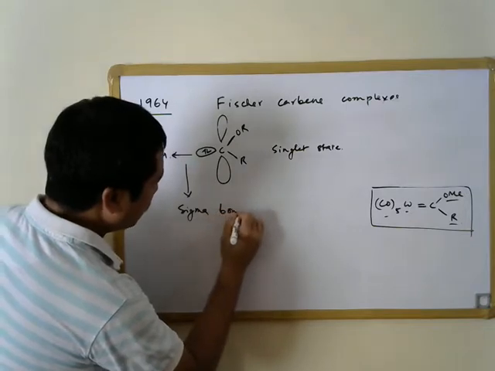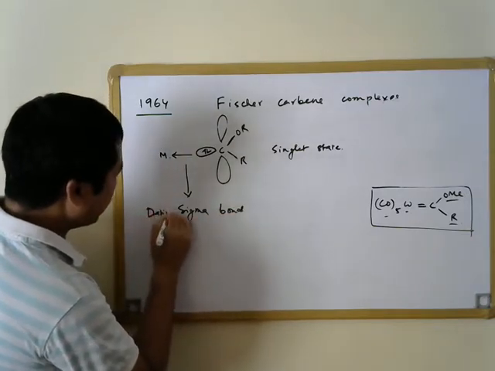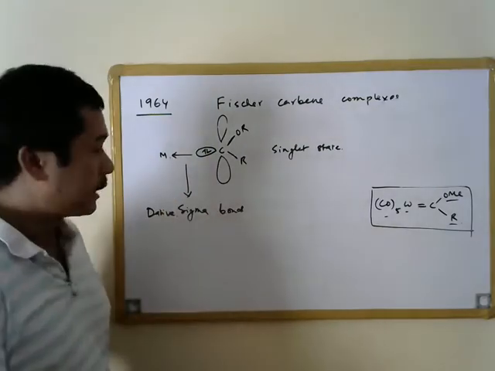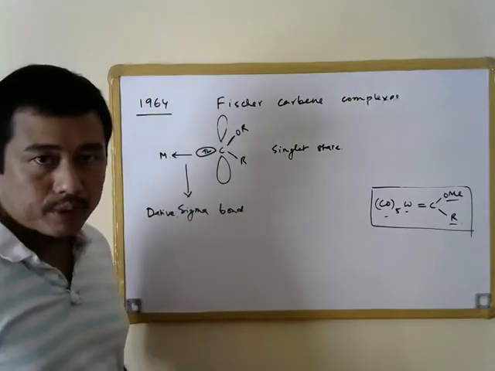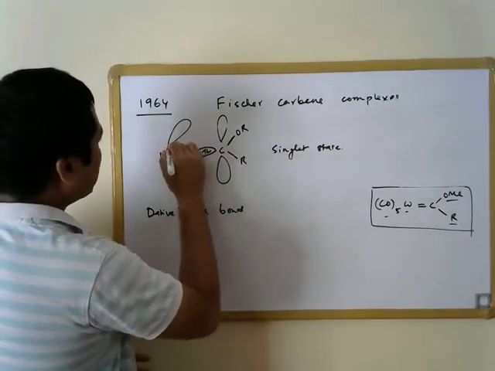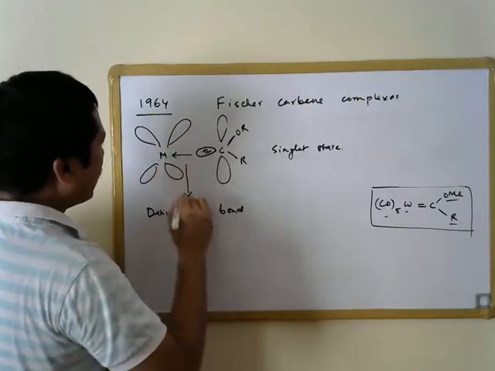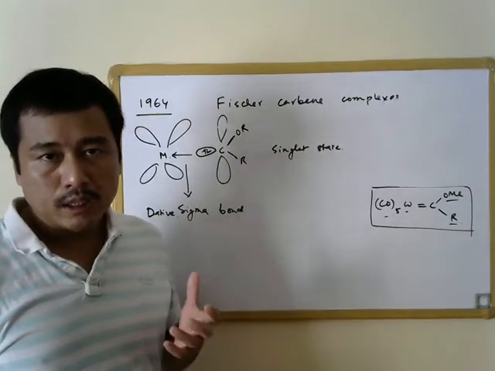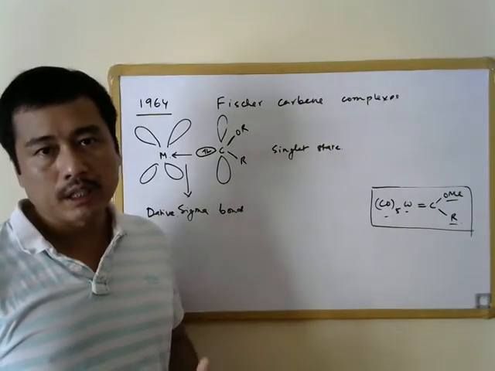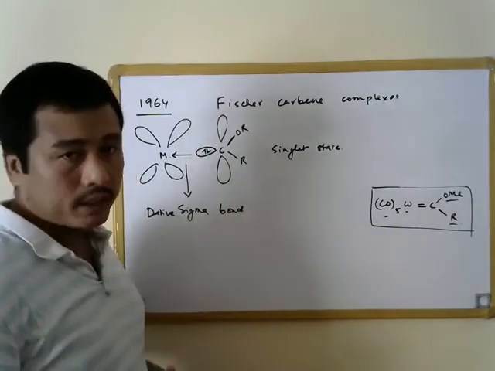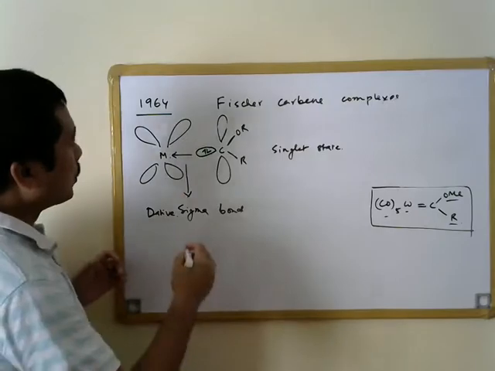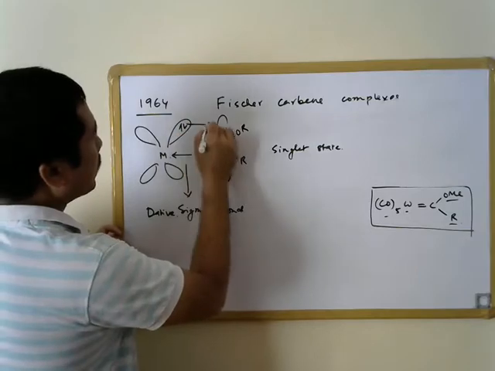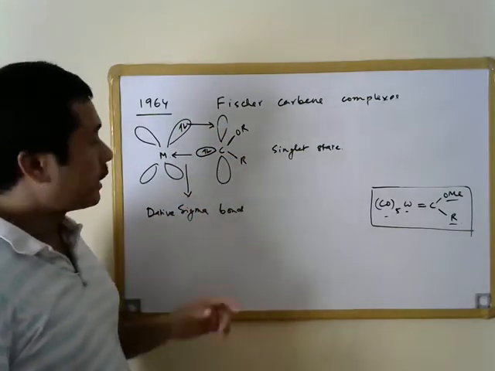Sigma bond. So that is a dative sigma bond. Electron density essentially transfers from the carbene carbon to the metal center over here. So after the sigma bond is formed, in Fischer carbene complexes, we have described that these metal centers are in a low oxidation state, and that is why these metals are electron rich, and there are electrons in the metal d orbitals left.